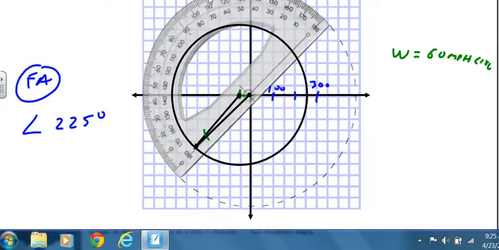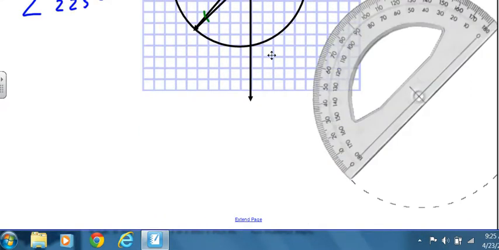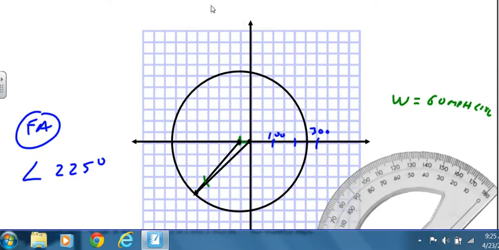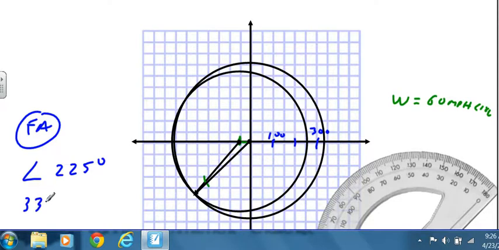And then I want the length. All right, so I'm gonna move this guy out of the way. I'm gonna do this circle thing again. Now, if I had a compass, this would be really good, right? So I'm going to come from there, and I'm going to go out to there. Okay, that looks good. I'm going to call it 335. 335 miles per hour at an angle of 225. Yes, yes, we did it.